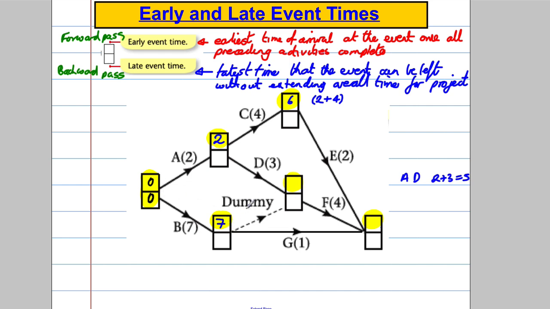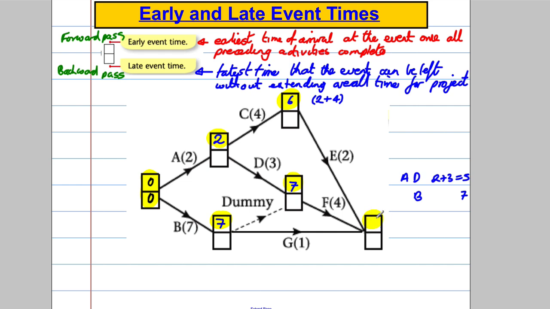B and this dummy, which has nothing. So B must have happened to get here, and B takes 7. Now, all these 3 things must have happened to get here. So the earliest time I can get here with everything done must be the biggest of these numbers, which is 7. So when you're doing a forward pass, you're looking for the biggest of all possible routes to get there, and it's going to be 7.